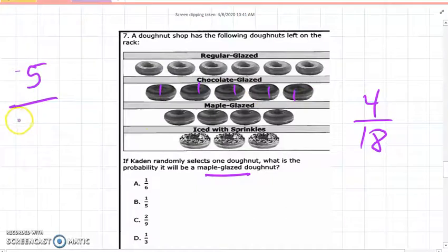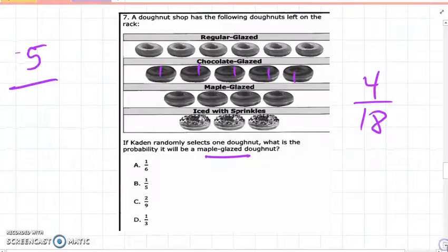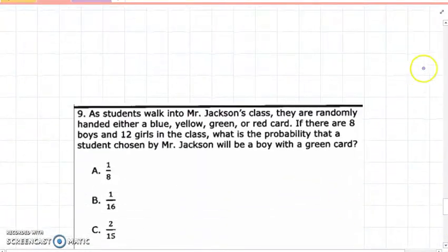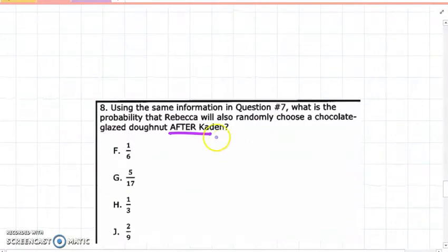Well, how many total? Remember, on question 7, Karen took 1. She's going to take a maple glaze. So then that means if she took 1, how many are left for, who's this other person's name? Rebecca. How many are left for Rebecca to choose from? There's 5 available, but how many total donuts?